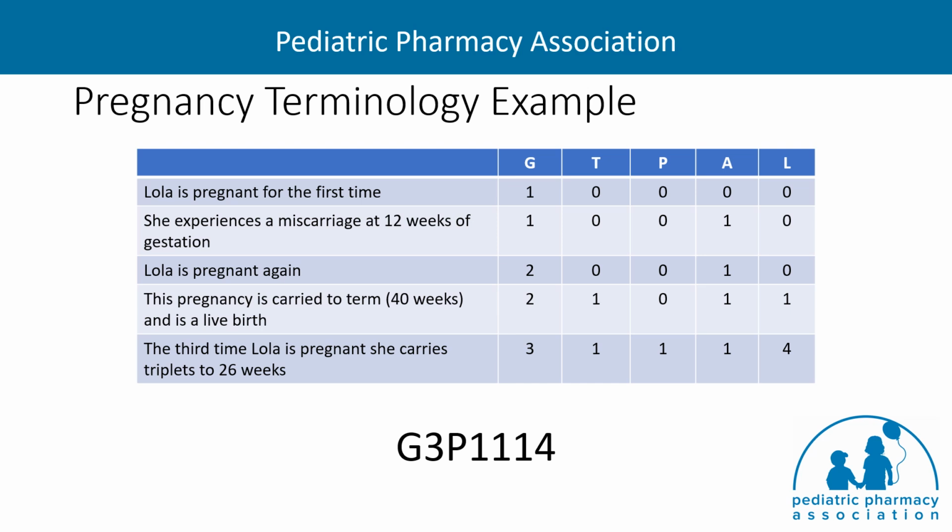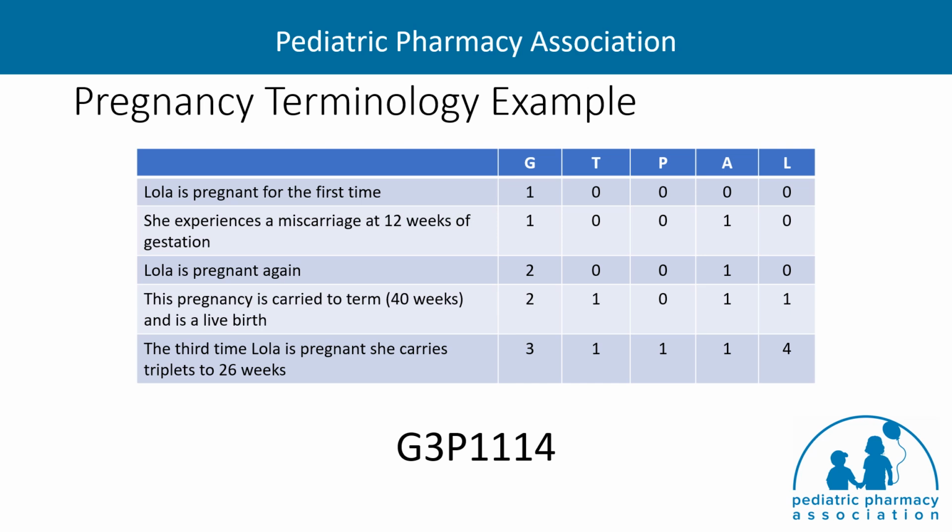Now let's apply that pregnancy terminology to a patient example. Lola is a patient who's pregnant for the first time. We would label her as a G1. If she experienced a miscarriage at 12 weeks of gestation, this would be a pregnancy loss, which, looking at the chart, would be a 1 in the A column. Lola becomes pregnant again, which increases her total number of pregnancies to 2. So we increase her G column from 1 to 2, and the remainder stays the same.